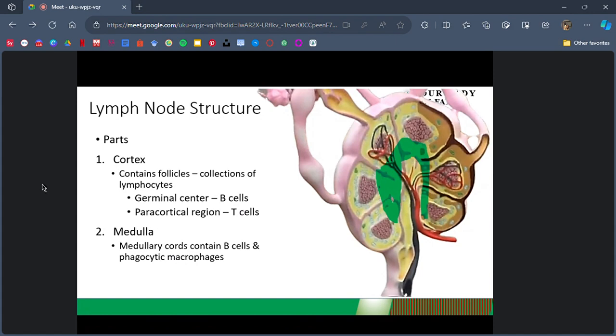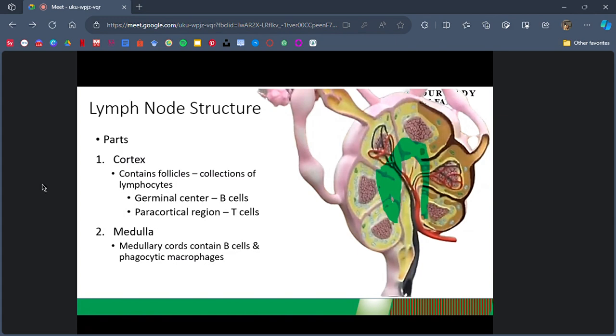Within the medulla, at the center of the node, are dense lymphatic tissues called medullary cords that is not well illustrated in this model. It contains B cells that produce antibodies that flow out of the lymph node via the lymph fluid. These cords also contain numerous macrophages, which cleanse the lymph fluid before it exits the node.